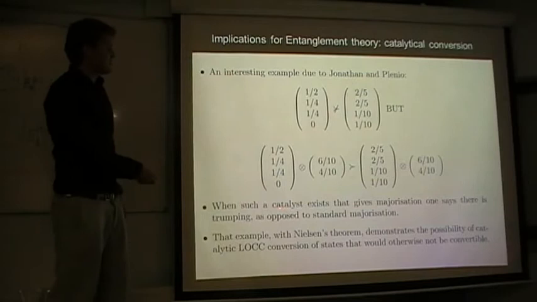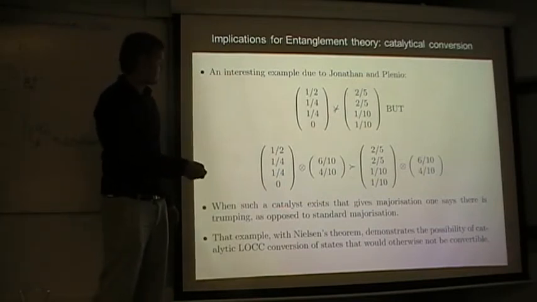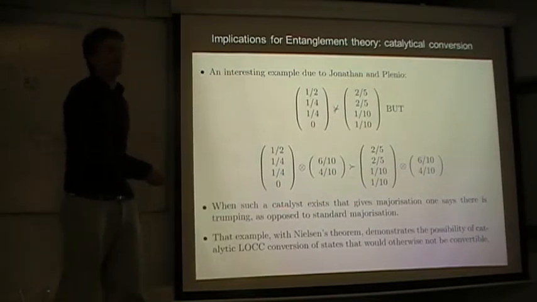So when such a catalyst exists that gives majorization, then you say that there is trumping. This is as opposed to standard majorization.